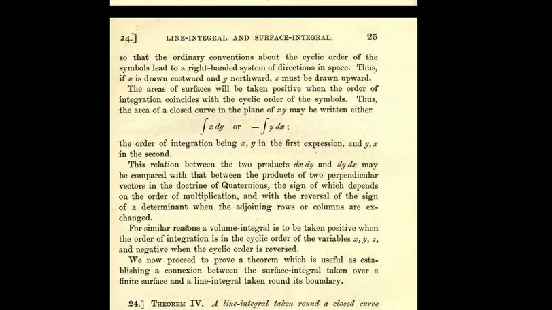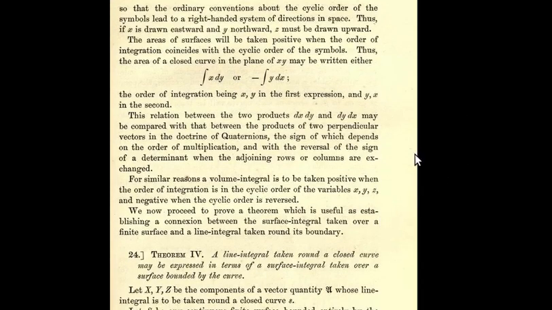The areas of surfaces will be taken positive when the order of integration coincides with the cyclic order of the symbols. Thus, the area of a closed curve in the plane of xy may be written either the integral of dx dy or minus the integral of y dx, the order of integration being xy in the first expression and yx in the second. This relation between the two products dx dy and dy dx may be compared with that between the products of two perpendicular vectors in the doctrine of quaternions, the sign of which depends on the order of multiplication, and with the reversal of the sign of a determinant when the adjoining rows or columns are exchanged.